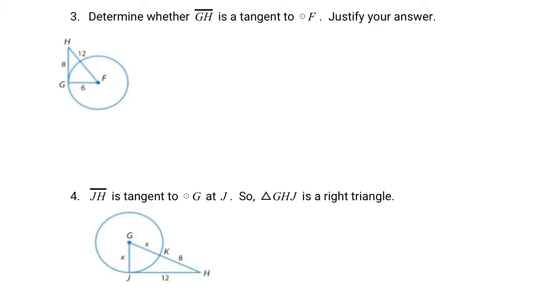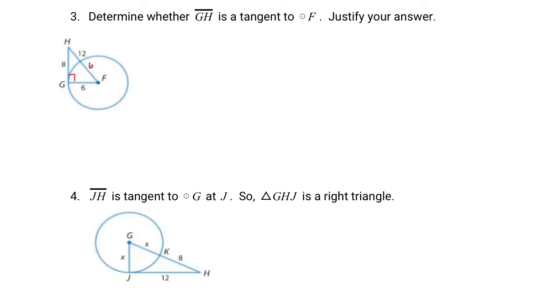And we want to see if they are tangent. So let's learn from our last mistakes. We know that FG is 6, so that means this radius here must also be 6. So if HG is a tangent, that means that angle G needs to be a right angle.